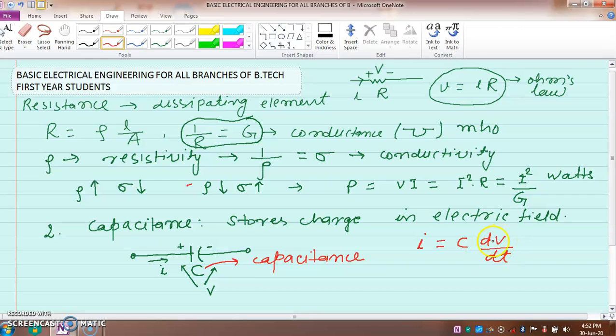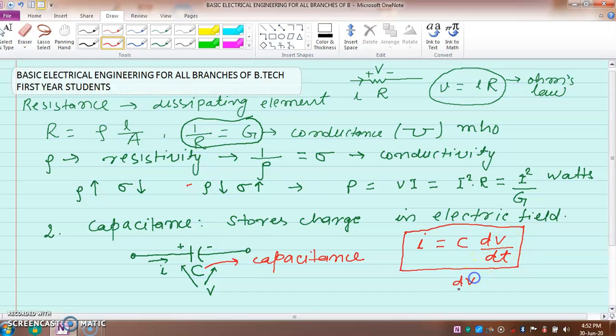V is the voltage, C is the capacitance, I is the current. So I equals C dV by dt. This is a very interesting relation. You should keep in mind that when the capacitance is known and a changing voltage is applied across this capacitance, then the current will flow.